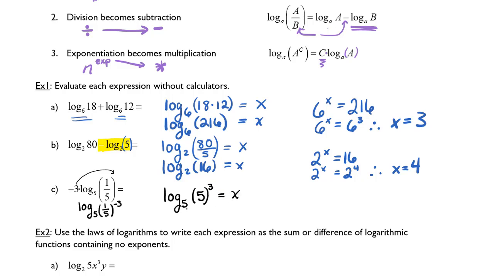So we'll say it equals x because I'm not sure yet. 5 to the x equals 5 to the third. Therefore, x equals 3.